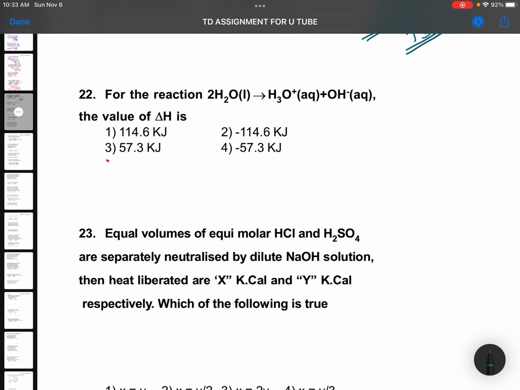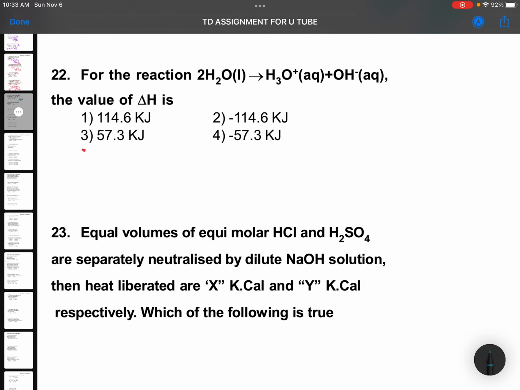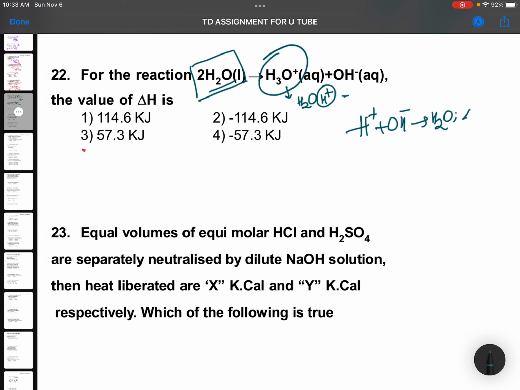Okay. For the reaction 2H2O gives rise to H3O plus and OH minus. See, one interesting point is here. H3O plus means it is water only with H plus. Now don't think that 2 water molecules are broken. Only 1 water molecule is converted into H plus and OH minus. As we know, H plus joins with OH minus to form water. In this case, the energy released is minus 57.3. Here he is asking the reverse reaction: when H2O turns into H plus and OH minus, how much energy is required? Delta H is equal to plus 57.3, right?